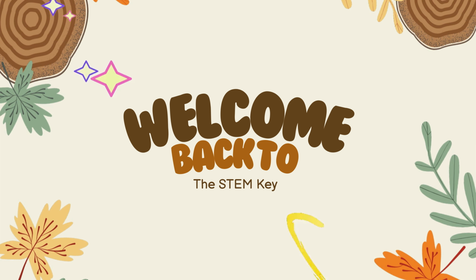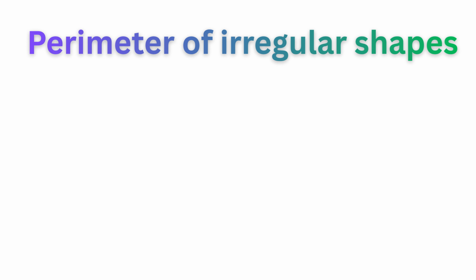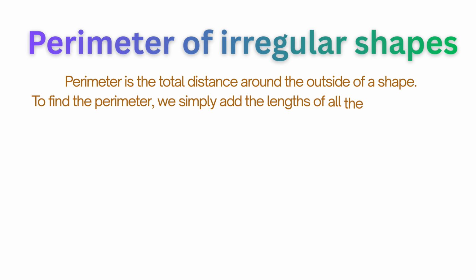In our previous lesson, we learned how to find the perimeter of regular shapes such as squares and rectangles. Today, we're going to take it a step further and learn how to find the perimeter of irregular shapes. But first, let's remind ourselves what perimeter means. Perimeter is the total distance around the outside of a shape. To find the perimeter, we simply add the lengths of all the sides together.